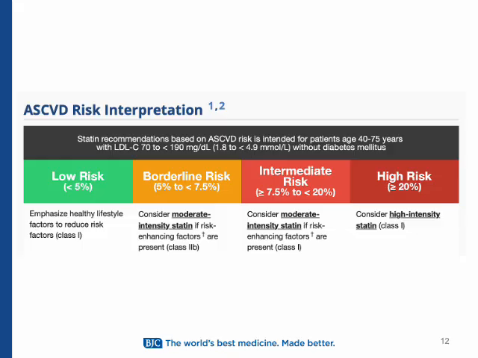The intermediate risk, between 7.5% and 20%, is where most of our shared decision-making conversations happen. A moderate intensity statin is usually reasonable, and risk-enhancing factors matter even more in this group. And this is where, again, obtaining that coronary artery calcium score can be really, really helpful. Remember, a score of 0 in this group would say probably we don't need statin therapy, whereas above 100 would really push us to say, yeah, you do need statin therapy.